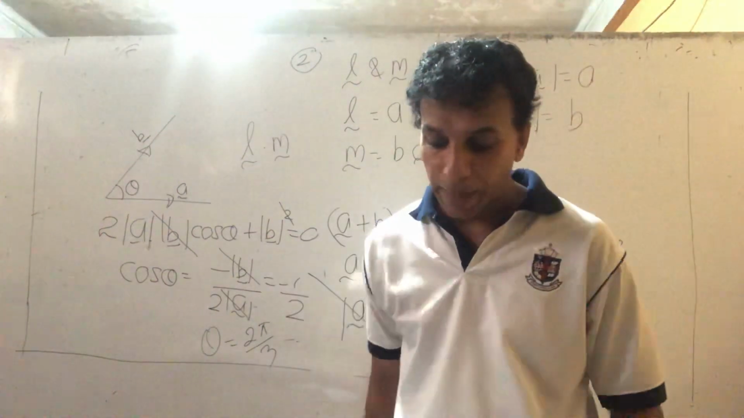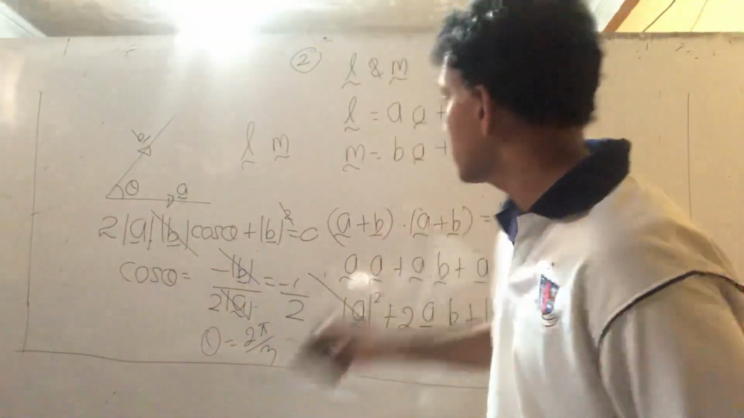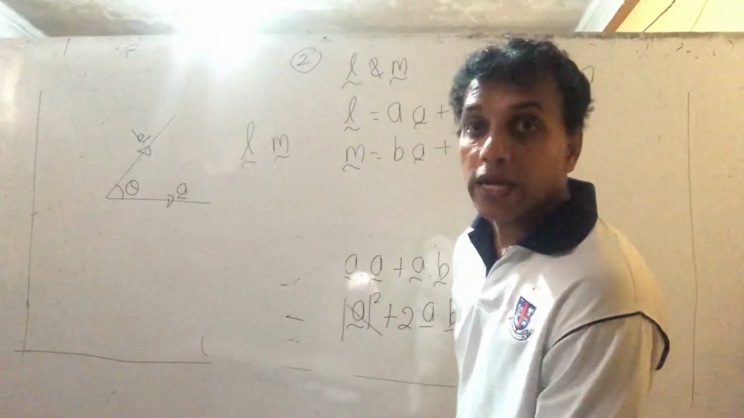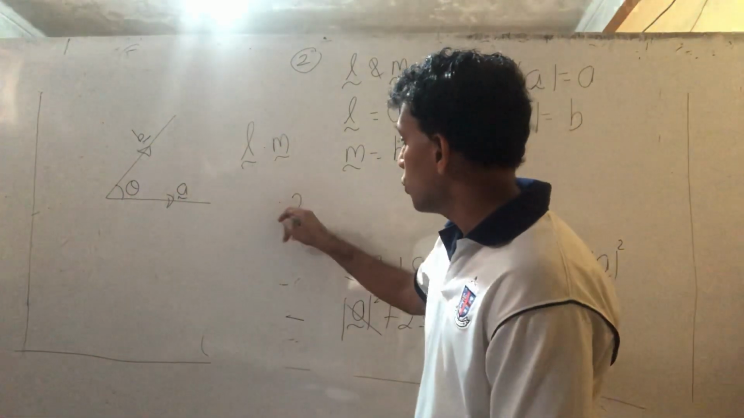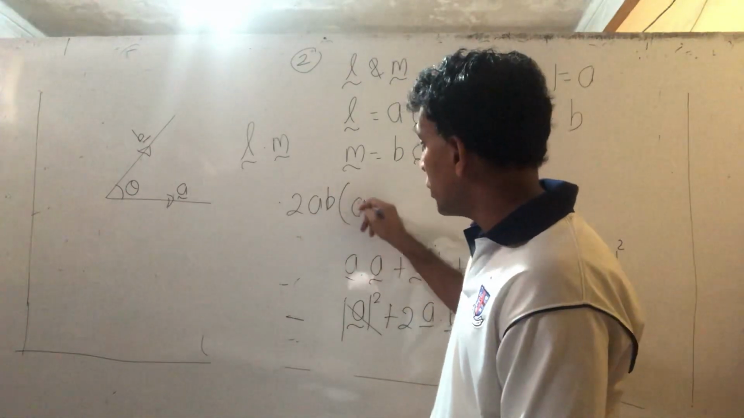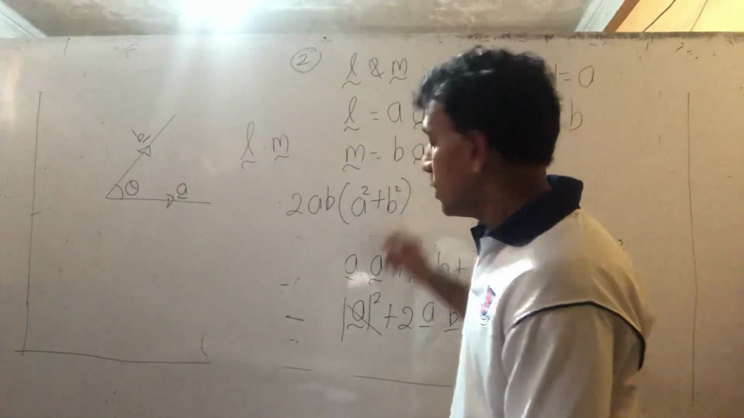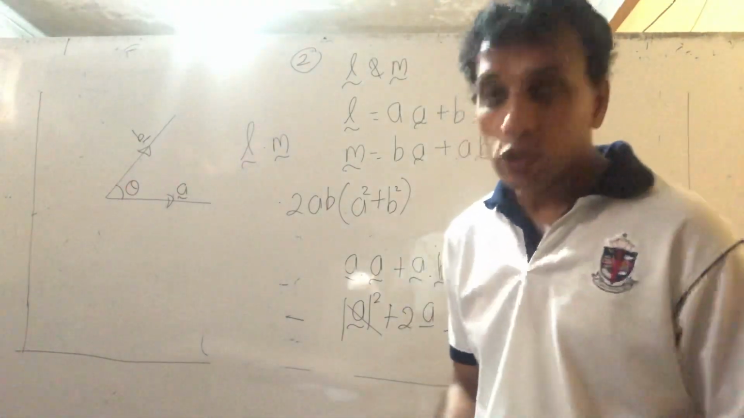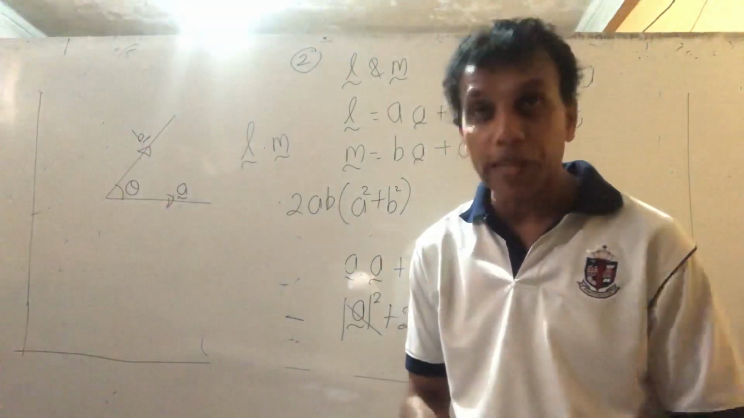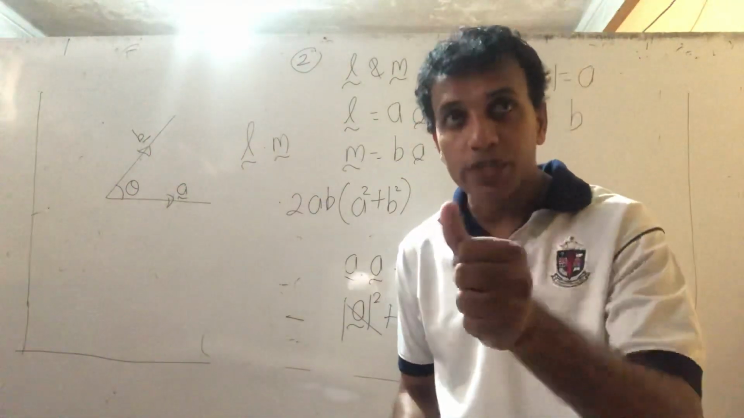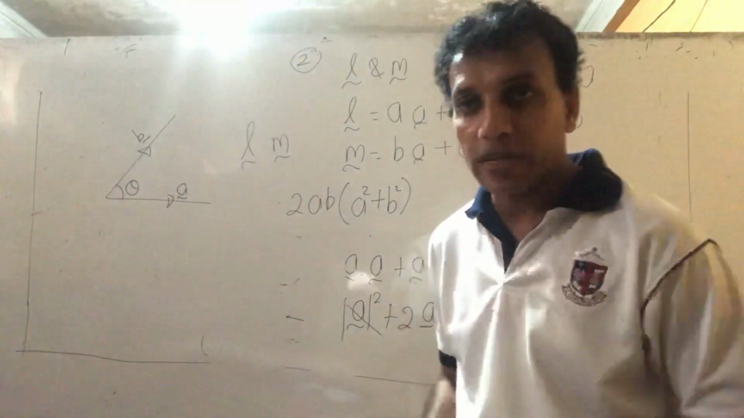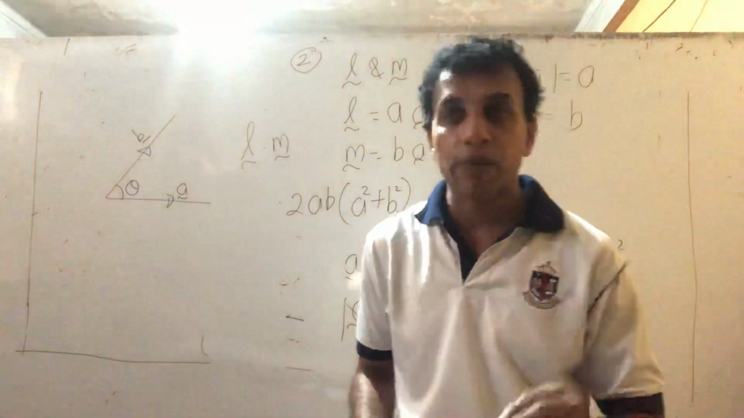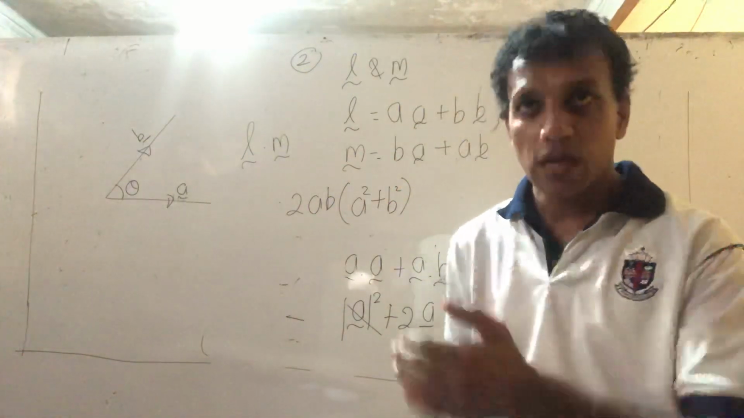Find vector L dot vector M and show that its maximum value is 2AB into A square plus B square. Also find its minimum value. It's my second question. If any problem, pause this and recheck or revise the video and write this problem. Nice question. Let's see how to work this using the dot product, the scalar product: A dot B is mod A, mod B cos theta. That idea you have to implement here.